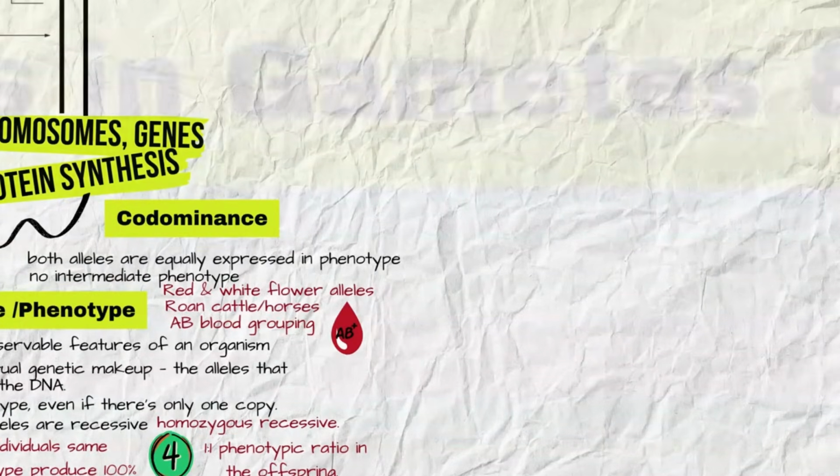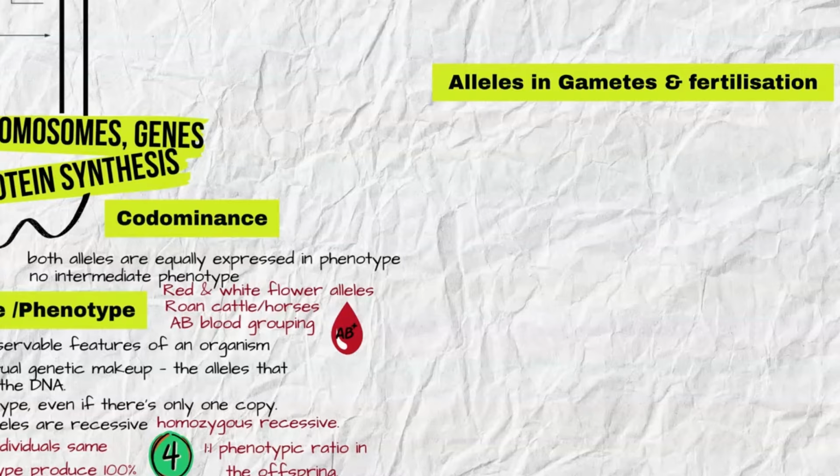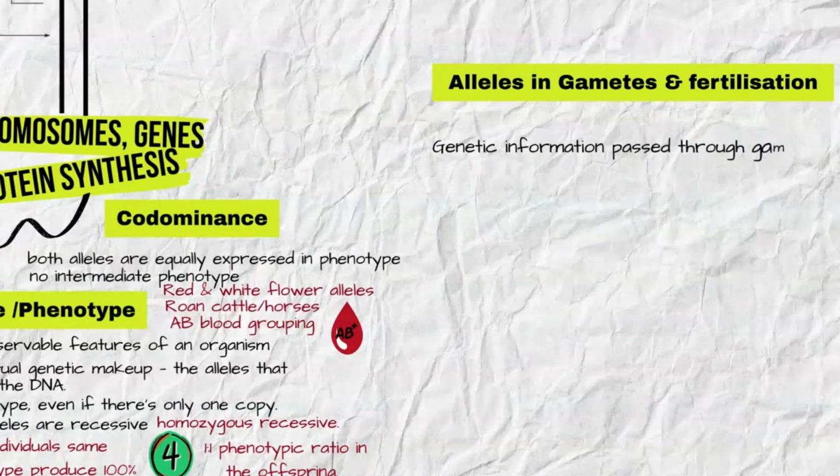Subtopic 5. Alleles in gametes and fertilization. Genetic information is passed from one generation to the next through gametes, sperm and egg cells. Each gamete carries only one of each kind of chromosome, which means just one allele per gene. That's why you must be able to work out the possible gametes produced by each parent, and what happens when those gametes join during fertilization.